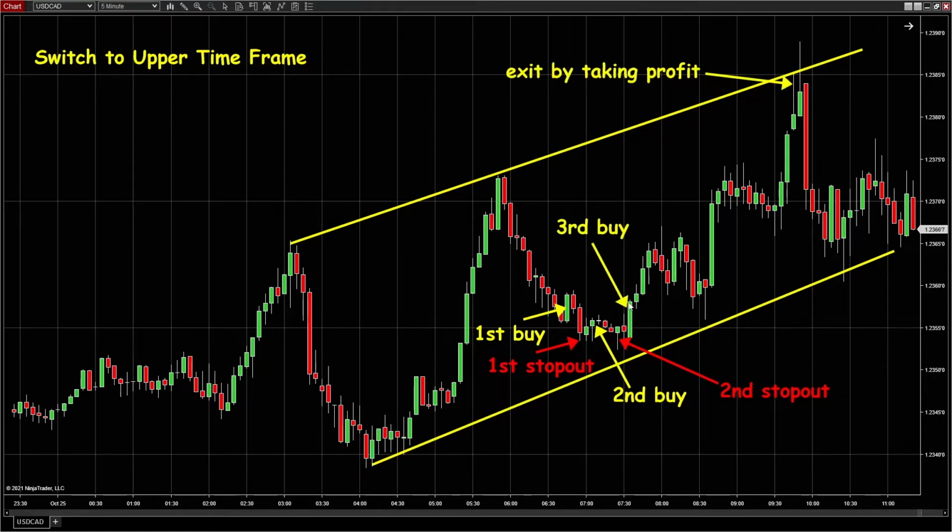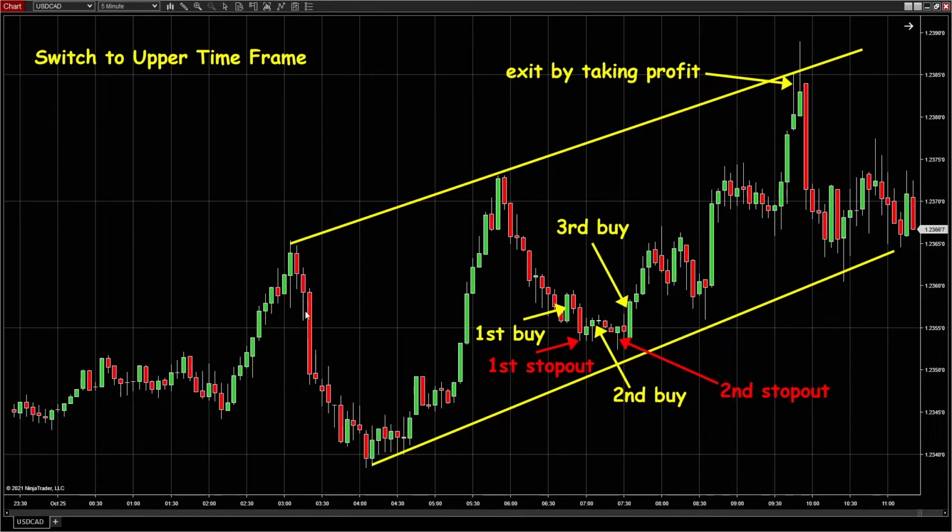If you hold the third trade until the end of the trend here, touching the top trend line, you're going to get back all the loss from the first stop out and the second stop out. And in the end, you are making a profit. However, you might ask, why do I have to have 2 stop outs? Is there a way that I can avoid 2 stop outs? Yeah, there is a possibility.